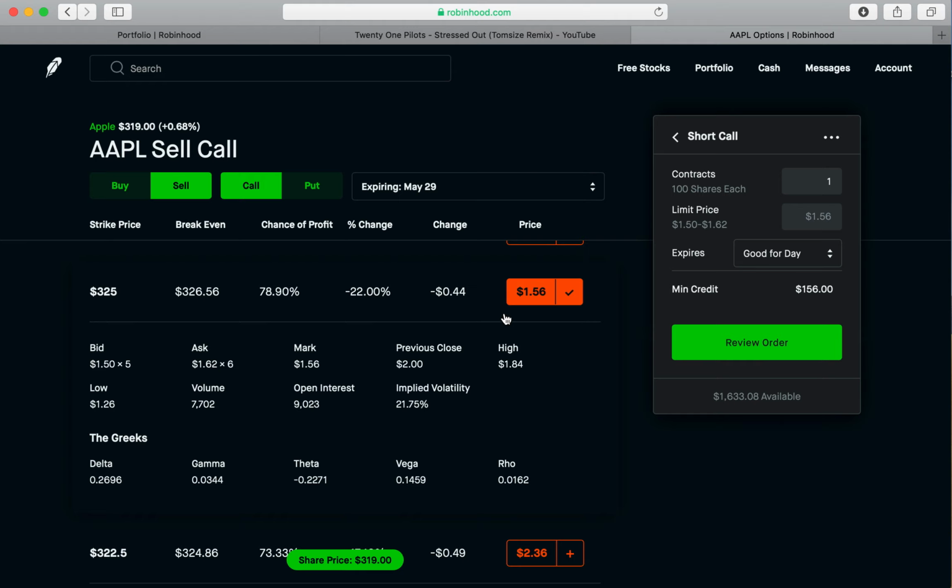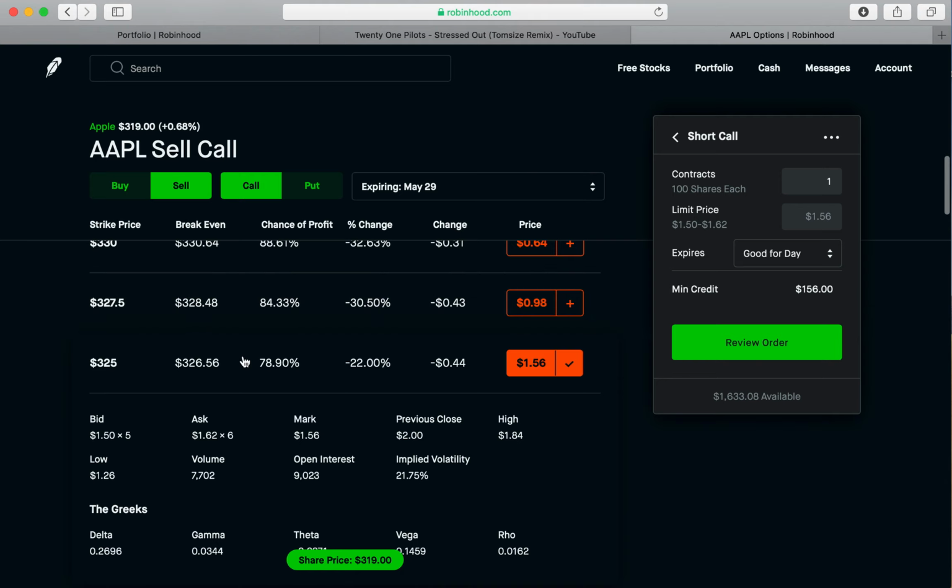for becoming this option seller. And so if the price of Apple is below 325, that means you're going to get to keep the $156 that you gained for entering the position, and you don't have to sell 100 shares of Apple at 325. But let's say Apple ends up at 326, so then this option that you sold would be considered in the money, and you would be assigned and have to sell 100 shares of Apple at 325.